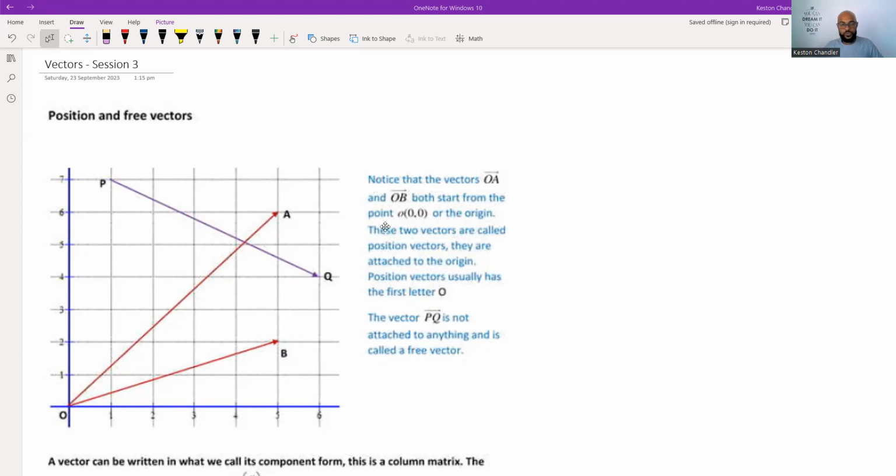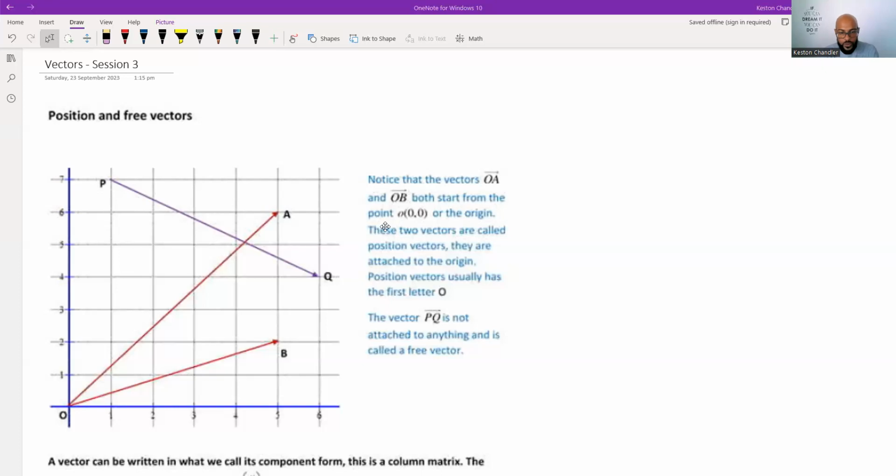Last week I showed you guys how to find the resultant vector, and I was writing in this column matrix to give you values to give you an idea of how to find them. What we're going to do today is build a bit more on that. So I'm talking about position vectors, and I'm going to use the graph here to illustrate what I was talking about.